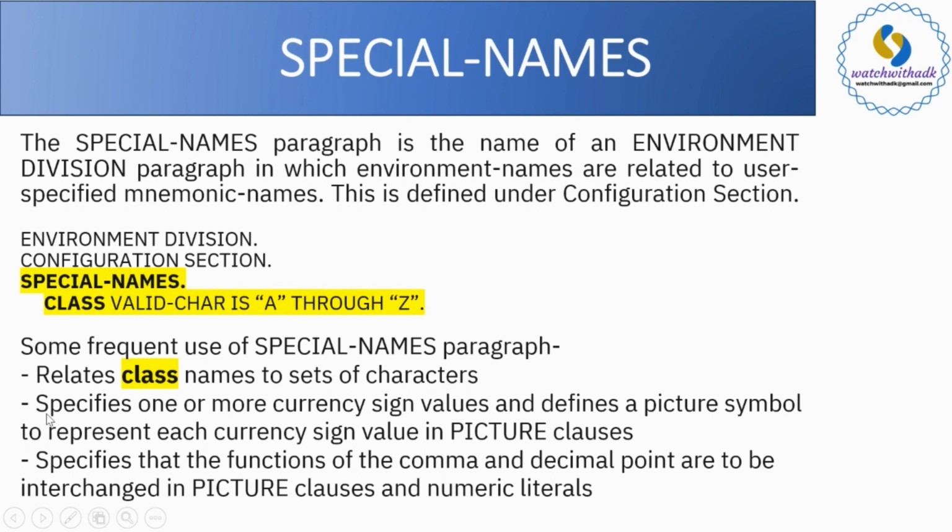Next, it specifies one or more currency sign values and defines a picture symbol to represent each currency sign value in picture clauses. So using special names you can also define the currency sign. The third one specifies that the function of the comma and decimal point are to be interchanged in picture clauses and numeric literals. There are a few countries where decimal points are denoted by comma. So you can do that interchange using special names, so that in the picture clause the comma sign will be treated as decimal.